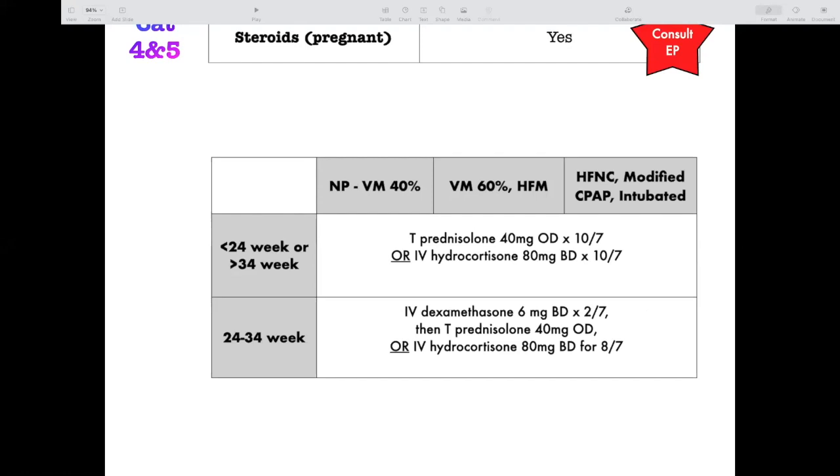If the patient's gestation is 24 to 34 weeks, we can start IV Dexa of 6 mg BD for 2 days, followed by prednisolone of 40 mg OD, or we can replace it with IV hydrocort of 80 mg BD for a total duration of 8 days.